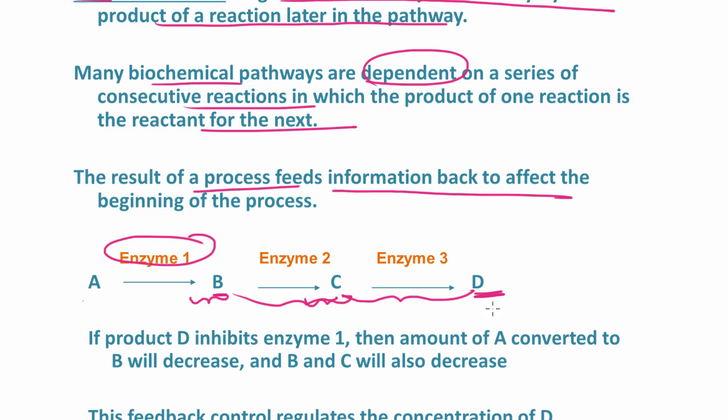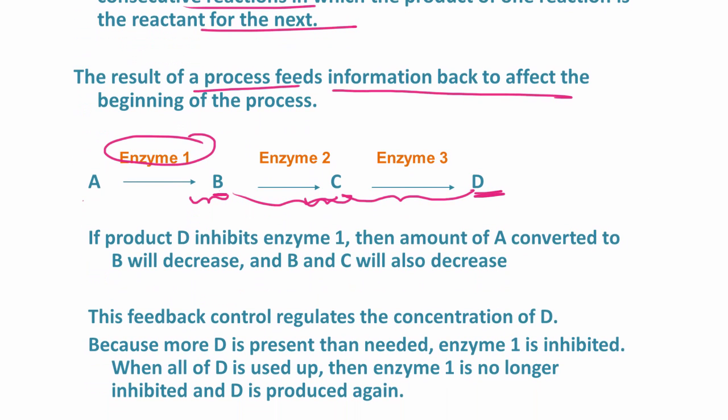So basically, with this type of feedback control, what's going to happen is the concentration, in this case of D, is regulated. So let's say in the body that more D is present than what is needed. Then what's going to happen is enzyme 1 is going to be inhibited. And finally, when all of D is used up and the body needs more D, then all of a sudden enzyme 1 is activated and D will be produced again.